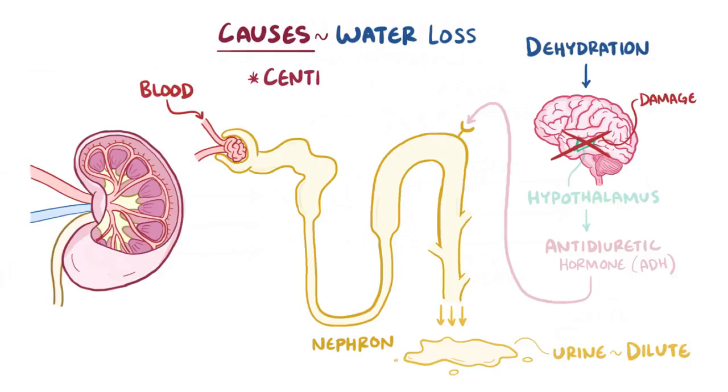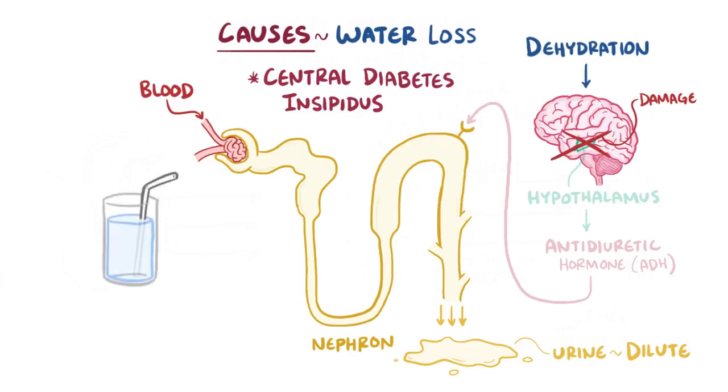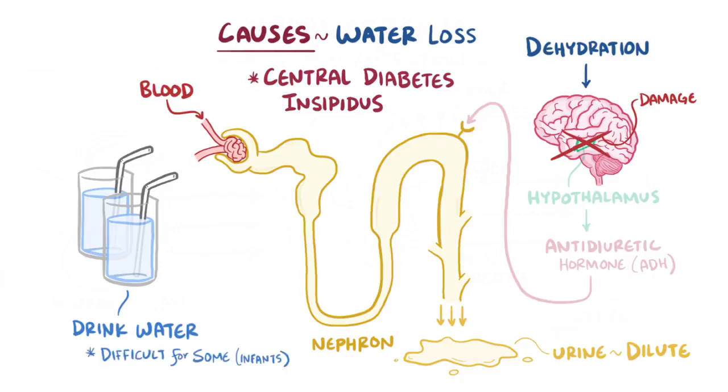This is called central diabetes insipidus, because the fault lies centrally in the hypothalamus. People with central diabetes insipidus make up for it by drinking more water, though individuals like infants who can't drink water on their own can become severely hypernatremic.